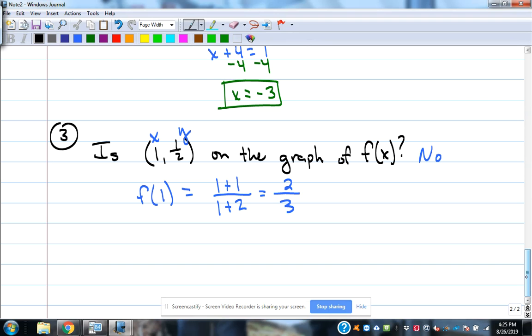All right. Last question. What are the intercepts?